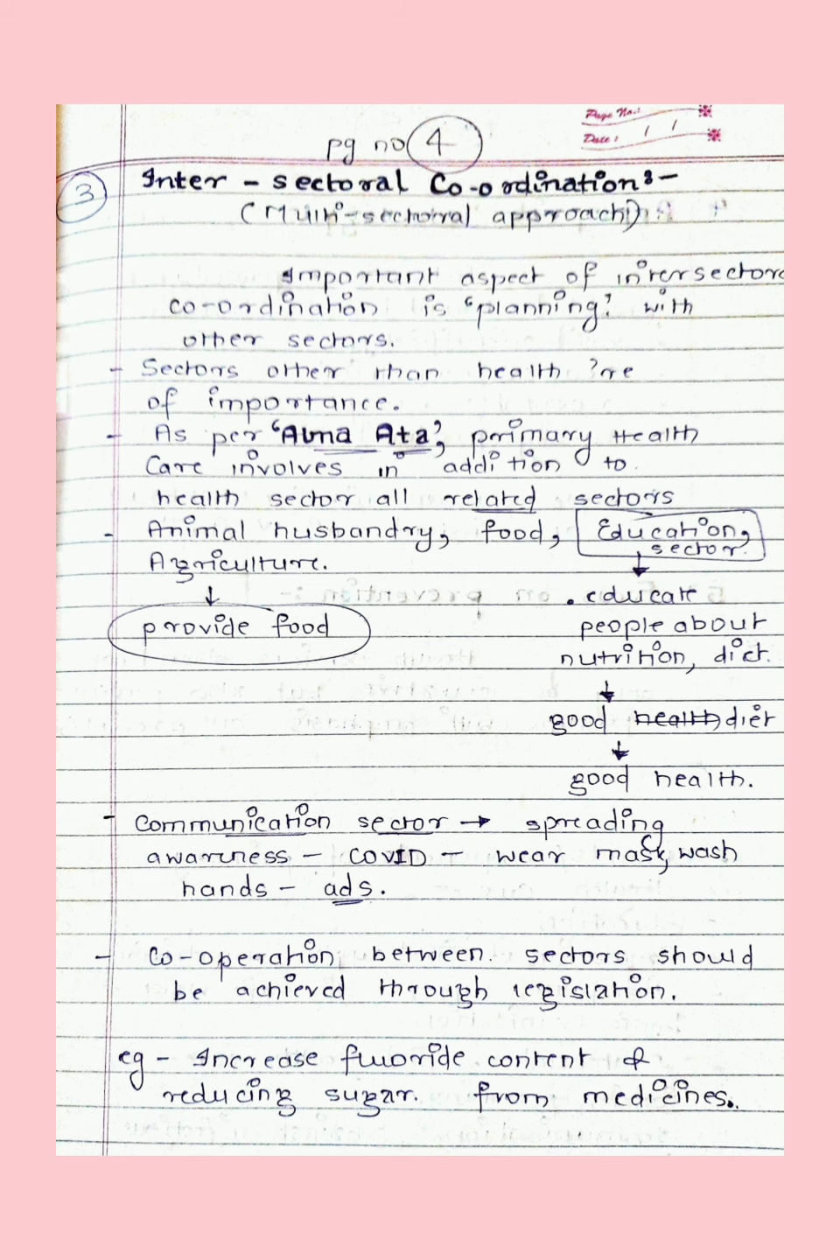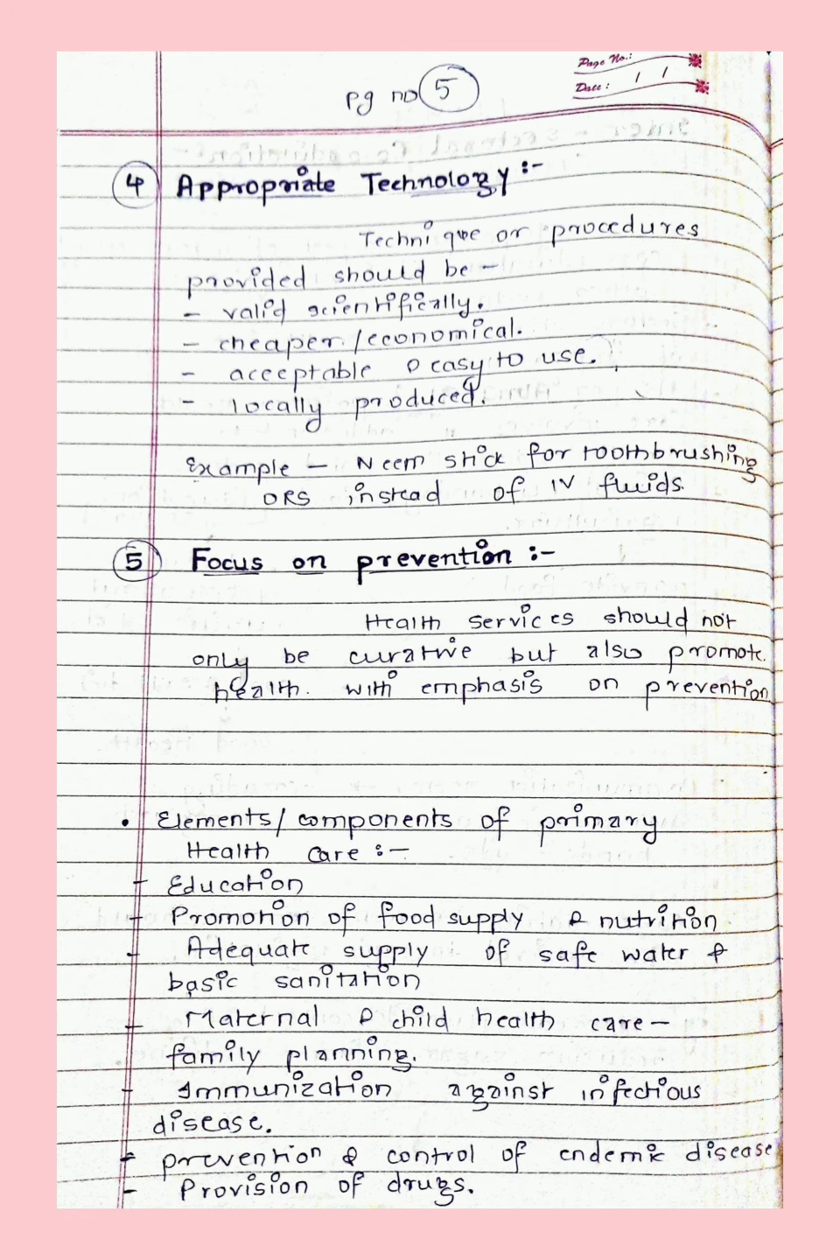Similarly, the communication sector. Now that COVID is spreading, you can give this example in the paper. You can see there are pamphlets and ads always talking about wearing masks, double masking and all. This way the communication sector is equally important in spreading awareness among people. You see how the other sectors are important. There should be cooperation between various sectors, and this can be achieved through legislation and laws. Also, we can prevent caries by increasing fluoride in medicines or even reducing sugar in medicines and syrups.